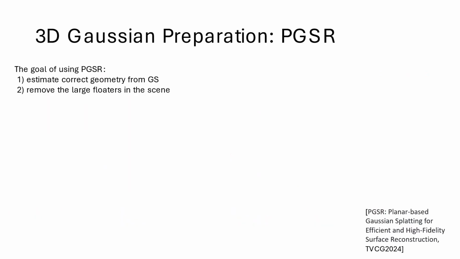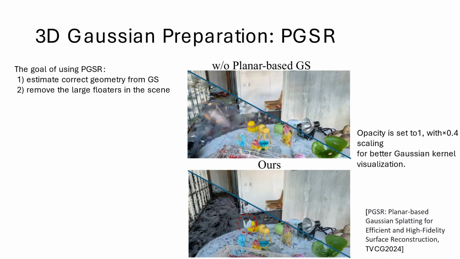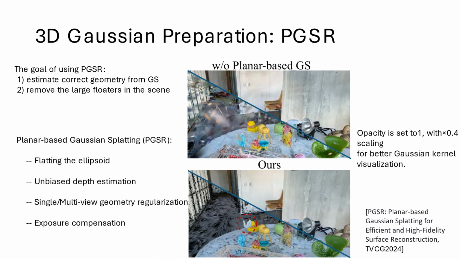Okay, let's go into our 3D Gaussian preparation. One component here is PGSR. The goal of using PGSR is that we want to estimate the correct geometry from Gaussians and remove the large floaters in the scene. As we can see in the right figures, without planar-based Gaussian splatting, there are lots of floaters in the scenes, which makes it really difficult for the object to move efficiently. I just concluded several points. If you are interested in PGSR, I recommend you read the details in their paper.